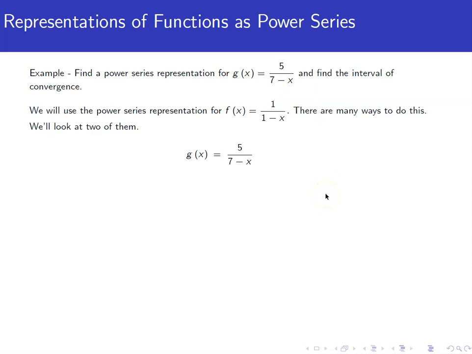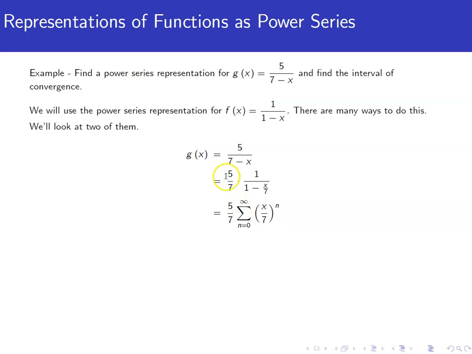Let's start with our function g of x equals 5 over 7 minus x. I want to make this look like 1 over 1 minus something. So something has been plugged in for the x. Okay, that's our goal. Well, the way to get a 1 here rather than a 7 is to factor a 7 out. If I factor a 7 out of the denominator, it leaves me with 1 minus x over 7 here. I can also pull the 5 out of the top, so I get 5/7 times 1 over 1 minus something. That something happens to be x over 7. So I plug in x over 7 for x into the power series representation.